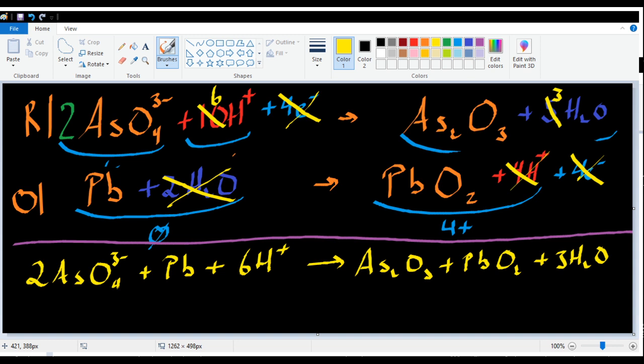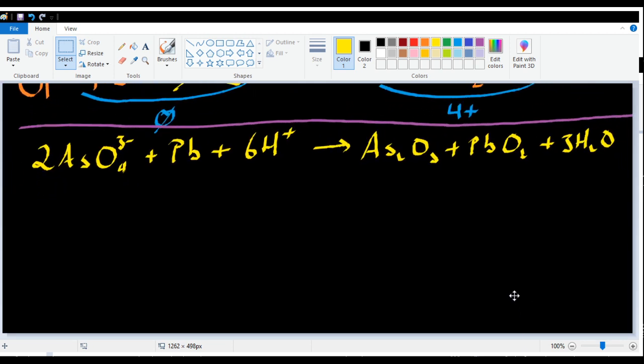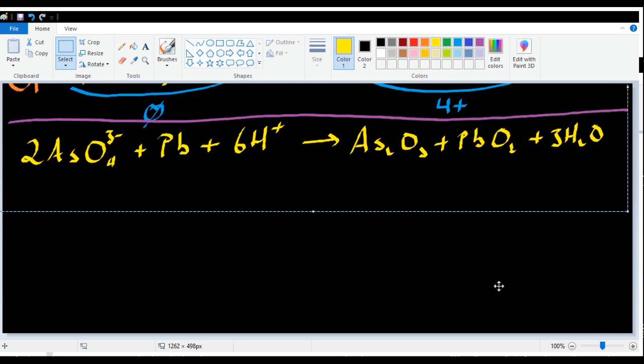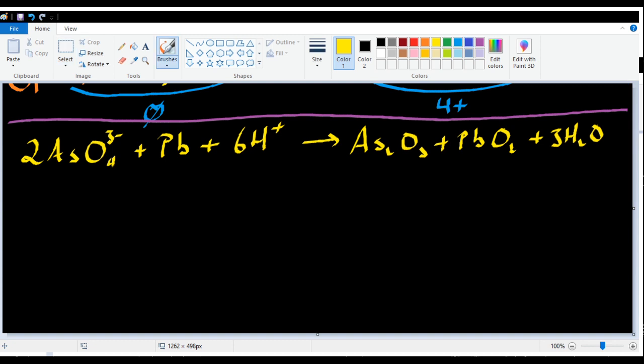And if this were an acid, we would be able to stop, but this one is in base. So we're going to need to do step 6, where we get rid of the acid, where we add OH minus. So let's go ahead and do that. 6H plus means we need to add 6 OH minus. Remember, when you add hydroxide, you're adding it to both sides.